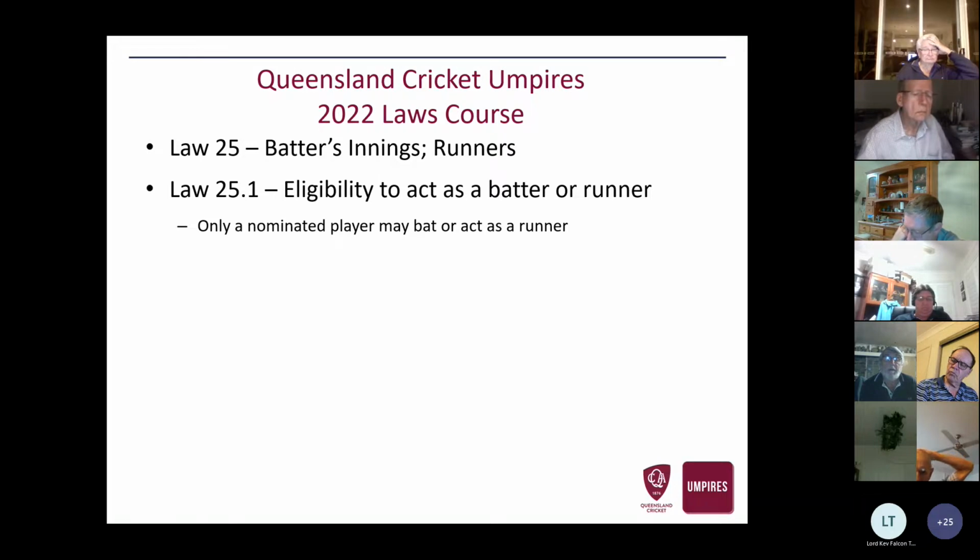Before I get to questions on that, I am going to go through the first bit of Law 25, which talks to the batter's eligibility around penalty time, and then we'll get into questions before we hit runners, if we've got any. So 25.1, obviously only a nominated player can bat in any innings or act as a runner.